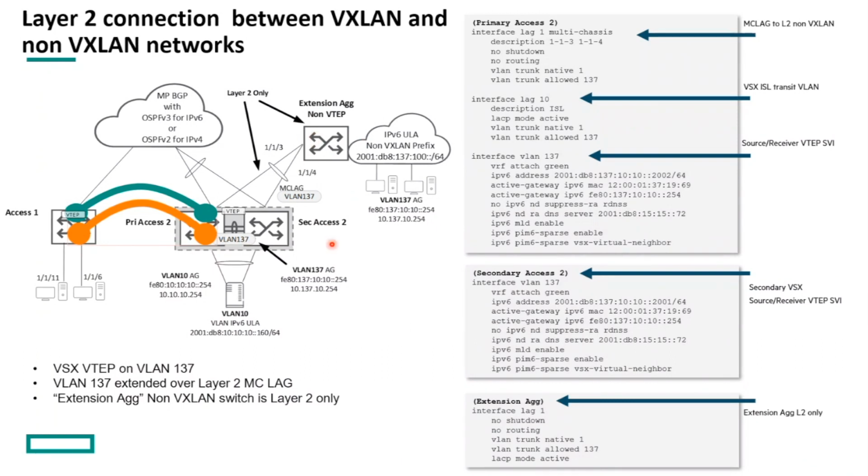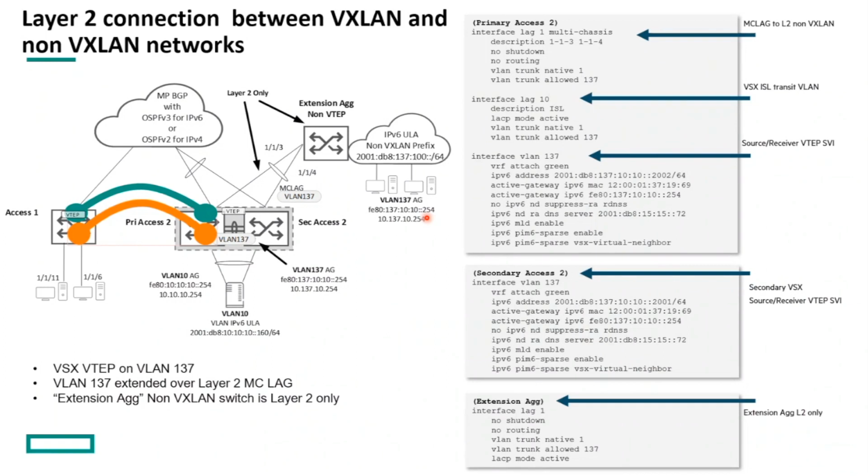My VTEP I've configured is this VLAN 137, and the hosts in that VLAN also are stretched across to this non-VXLAN VTEP extension as such, and you can see that they are hosts in that same VLAN. So let's look at the configuration.